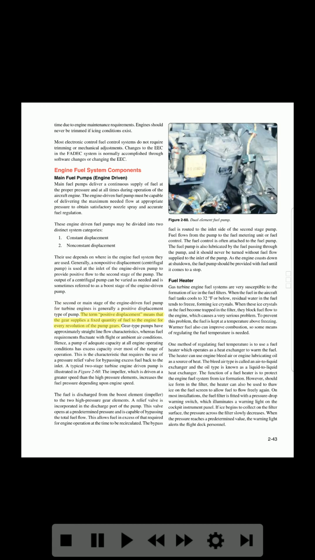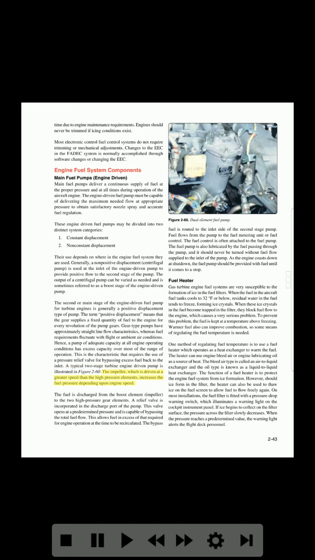The term positive displacement means that the gear supplies a fixed quantity of fuel to the engine for every revolution of the pump gears. Gear-type pumps have approximately straight-line flow characteristics, whereas fuel requirements fluctuate with flight or ambient air conditions. Hence, a pump of adequate capacity at all engine operating conditions has excess capacity over most of the range of operation. This is the characteristic that requires the use of a pressure relief valve for bypassing excess fuel back to the inlet. A typical two-stage turbine engine-driven pump is illustrated in Figure 2-60.